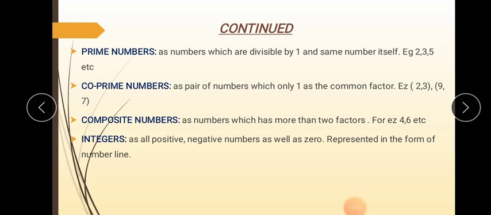One very important thing: in the number line or in the set of integers, we cannot have fractional or decimal numbers. So remember, integers don't have fractional as well as decimal numbers. This point may come as fill in the blanks or true and false. So all of you please memorize it.